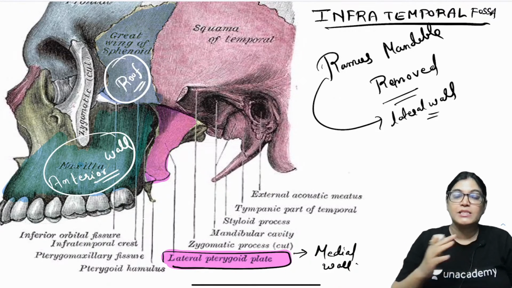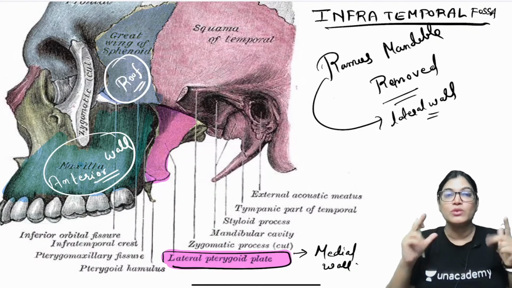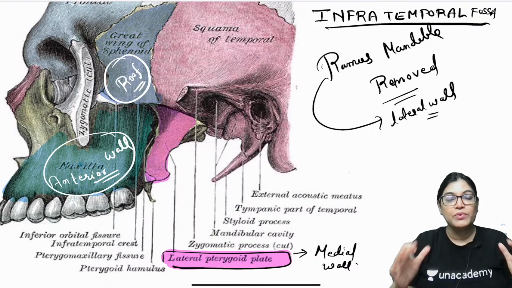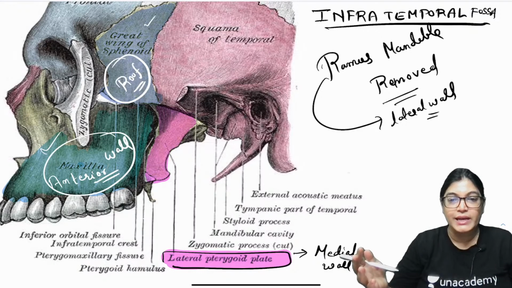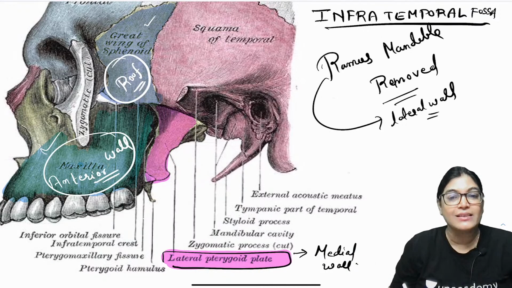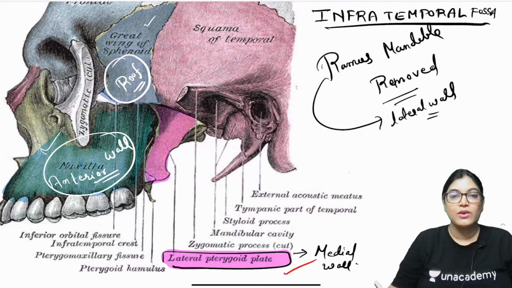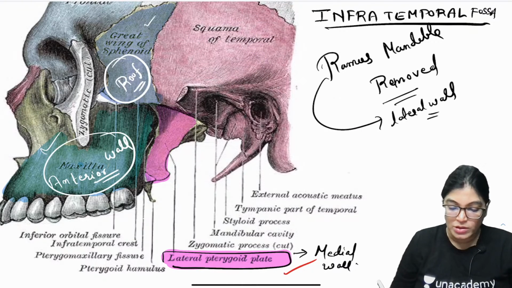वहाँ पे anterior aspect में कौन सा bone है? Maxilla. Which bone is lying anteriorly? The infratemporal surface of the maxilla. The infratemporal surface of the greater sphenoid bone is forming the roof, as we have seen. Laterally we have already done. Medially we have the lateral pterygoid plate as shown in the diagram.